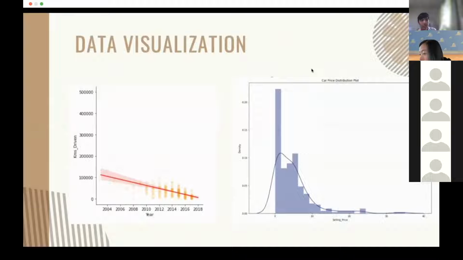After we have completed importing the data, the first thing we are going to do is the data visualization to have a better picture of the data. The one on the left, I compare the kilometers driven to the year of the car to see the average range of the car usage in each year. And the other one is showing at what price of the used car there is the highest quantity of cars.